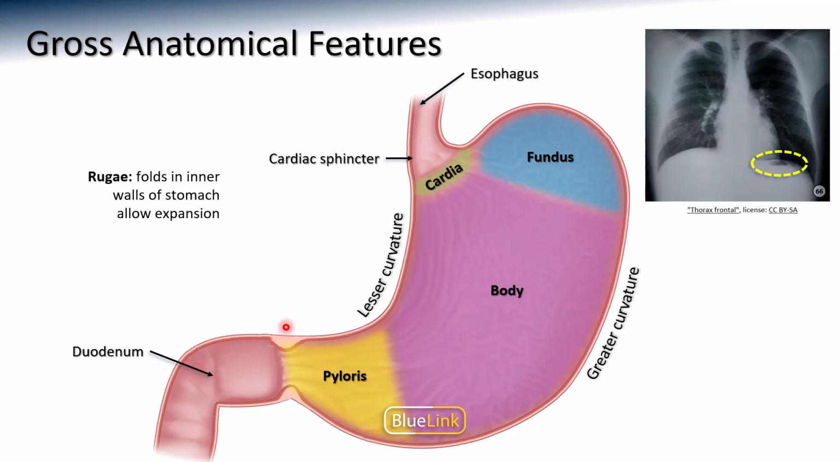The pylorus then is the most distal portion of the stomach, down here just before it joins up with the duodenum, which is the first part of the small intestine here. And this juncture is guarded by the pyloric sphincter, which is a very thick, very strong sphincter muscle. It's important that some of the caustic chemicals from the stomach don't leak into the duodenum if the duodenum is not prepared for them to be there. So it is important that this muscle is competent, meaning it can close securely.